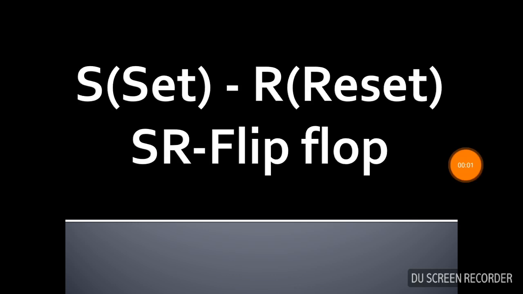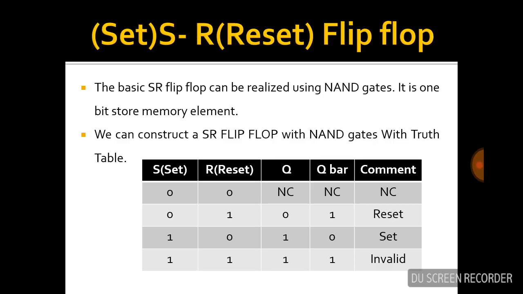Hello friends, today we learn about the SR flip-flop. SR means S is set, R is reset flip-flop. Basically, the SR flip-flop can be realized using NAND gates. It is a 1-bit memory storage element. Here we construct the SR flip-flop with NAND gates, along with the truth table.